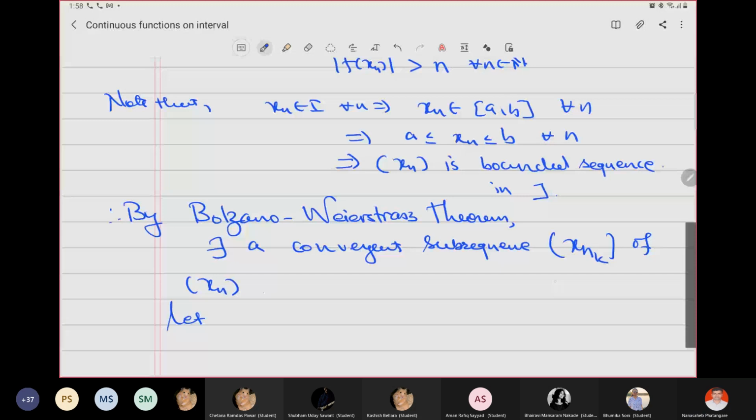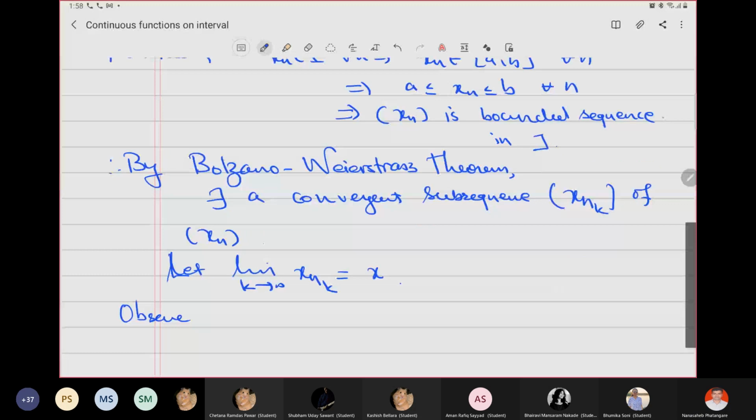So observe that xn k is a sequence in I. Yes, sir. Therefore, what can you say about the limit of this sequence? Is it in I? Yes, sir. So why? Because I is a closed interval. Yes, I is a closed interval.